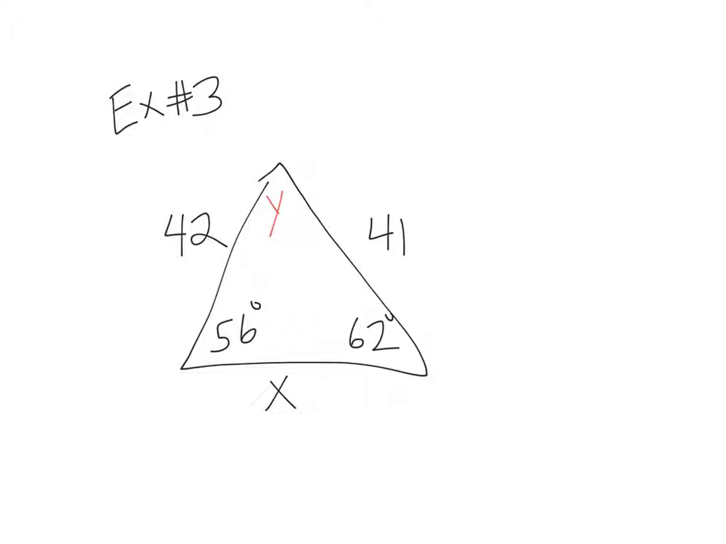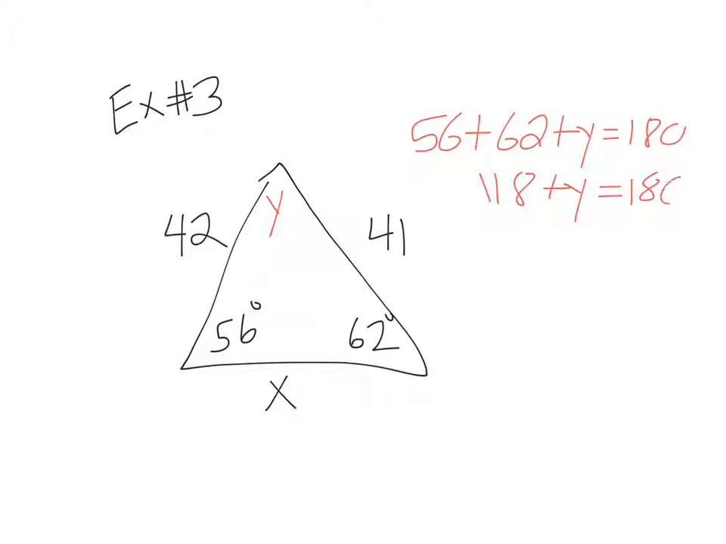Well, sure you could. You know a triangle adds up to 180, so we can write 56 plus 62 plus y has to equal 180. I believe this gets us 118 plus y has to equal 180, and y has to equal 62. So this y right here, let's see if I can figure out how to use the eraser here. I think I can. Oh, I figured out how to use it. Great. Okay, so this y has to be 62 right here.